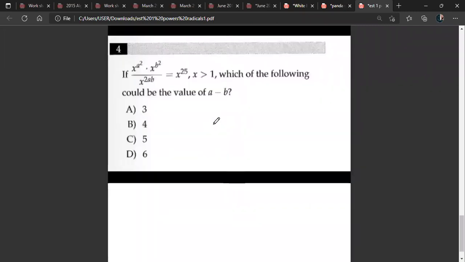Okay, the next question may be a little bit difficult. We have x power a squared multiplied by x power b squared over x power 2ab. This question is not hard, but it takes time to get the point. Here we have multiplication up and division down, so directly you can apply the two rules in one step. You write x, and since we multiply, we add the powers, so you have x power a squared plus b squared. Does this make sense?